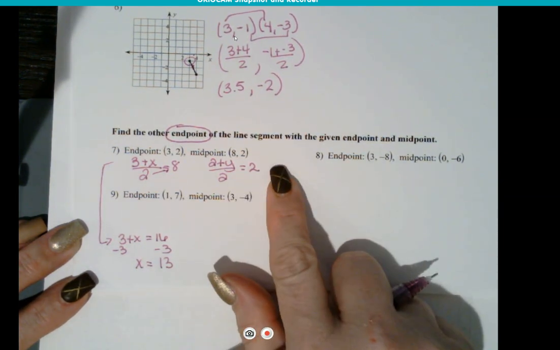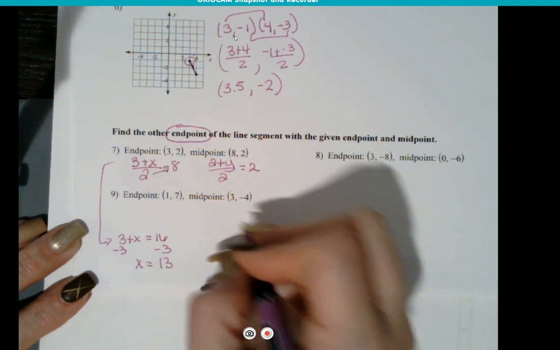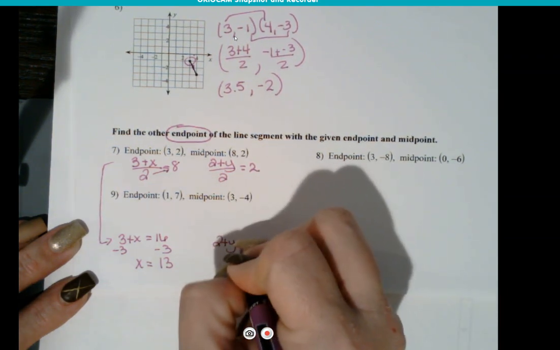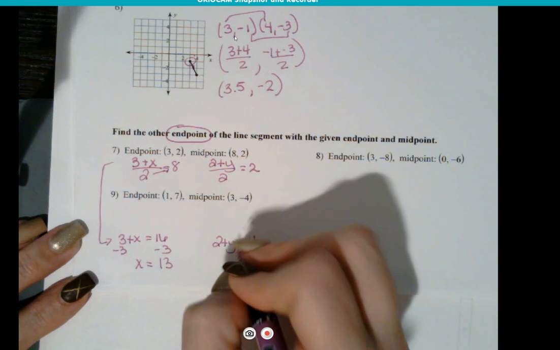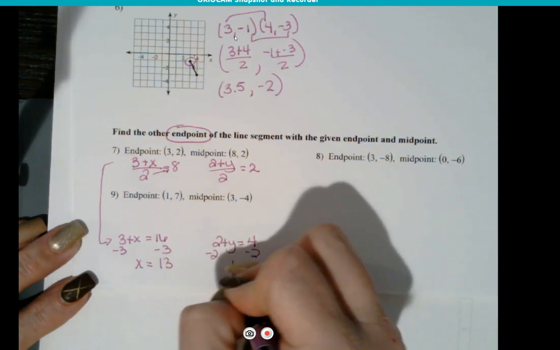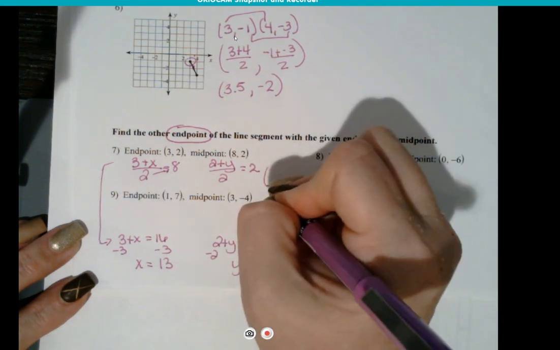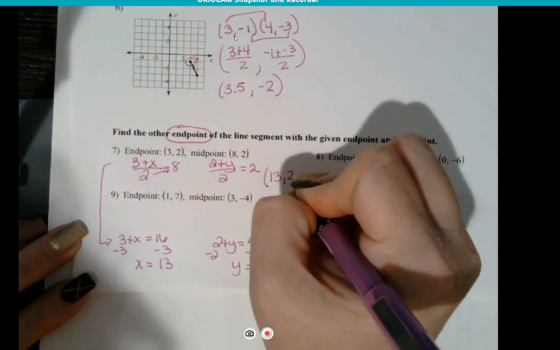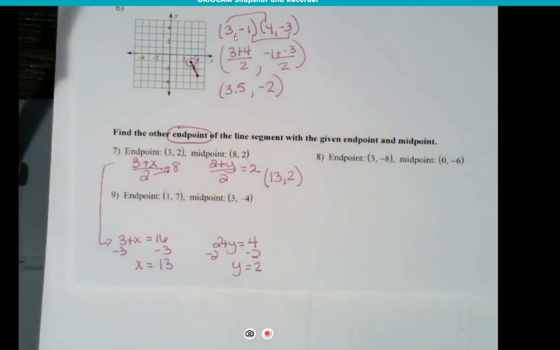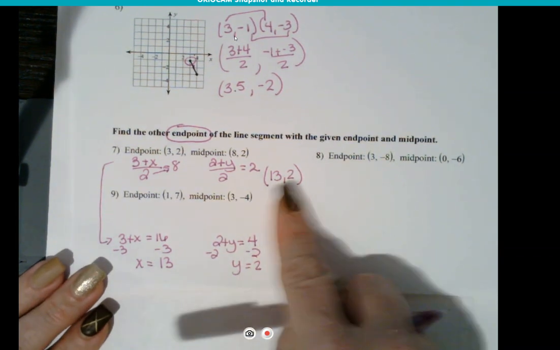I'm going to do the same thing again over here. 2 times 2 is 4. So 2 plus y will equal 4. And then minus 2. And so y will equal 2. So my other endpoint, what it's asking for, my answer is 13, 2. And it has to be written in that order because it's x and then y. You're telling me another point. Okay, you're telling me to go right 13 and up 2. If you turn it around, that's right 2 and up 13. That's 2 different places. So we have to make sure that it's in the right order or it'll be wrong.